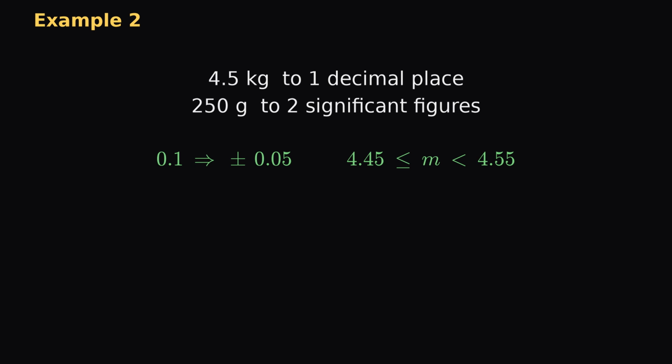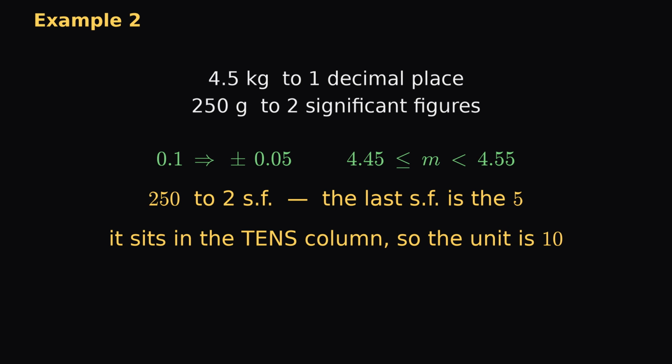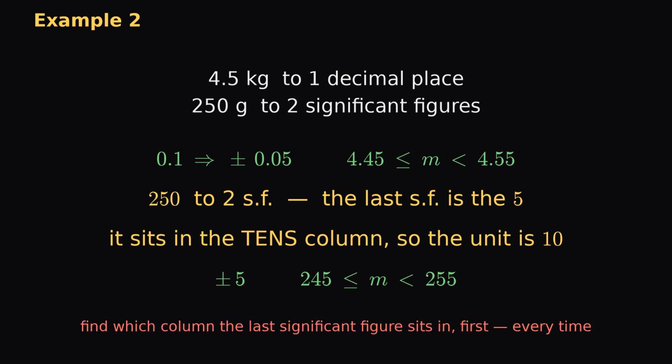Now this one. A mass is 250 grams to 2 significant figures. And this is where people go wrong. 2 significant figures on 250. The last significant figure is the 5, and that's in the tens column. So the unit is 10, not 1. Plus or minus 5. 245 up to 255. Find which column the last significant figure sits in first, every time.